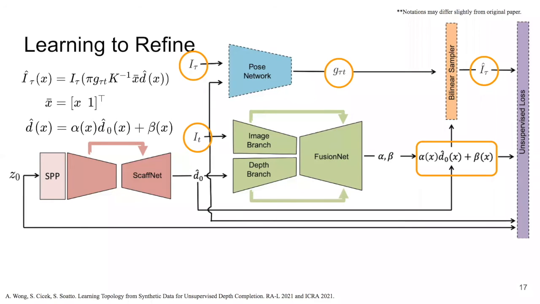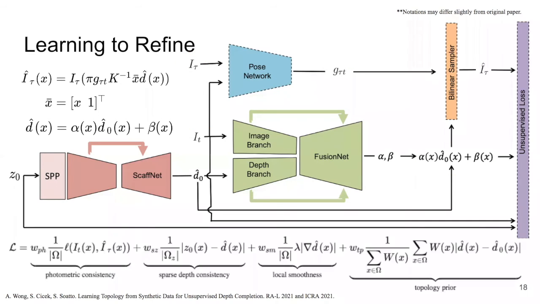Using the estimated depth and relative pose, we can reconstruct I sub t from I sub tau by reprojection, which will let us construct a photometric reprojection consistency loss as our main training signal. To learn alpha and beta, we minimize a linear combination of photometric consistency, sparse depth consistency, local smoothness, and a topology prior consistency term that constrains alpha and beta to be small.